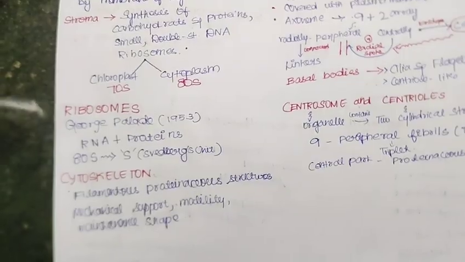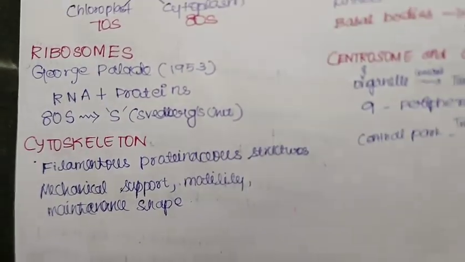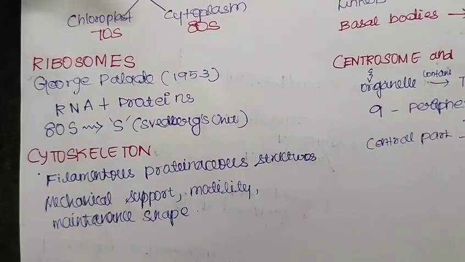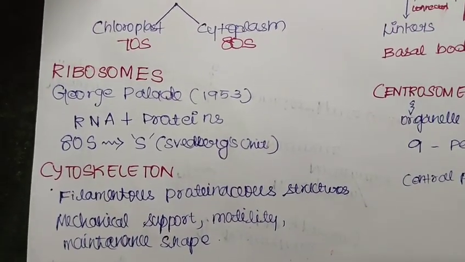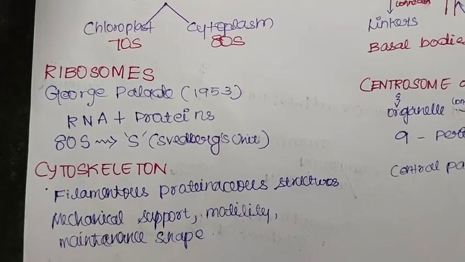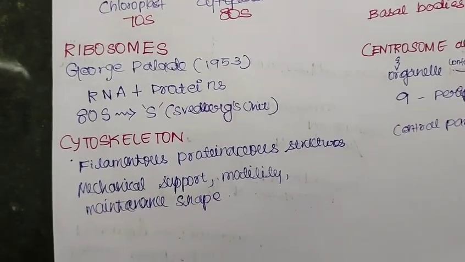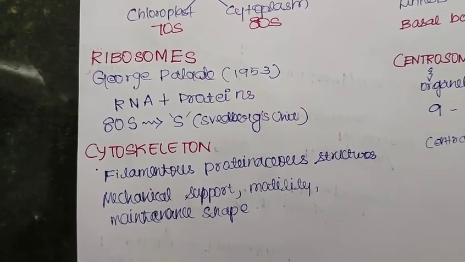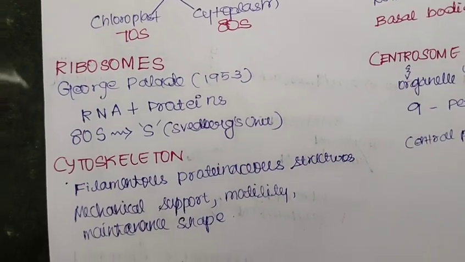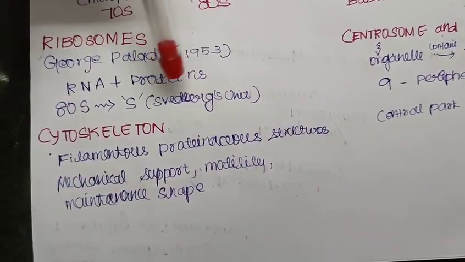Now to talk about the ribosomes, these were first discovered by George Palade in the year 1953. They are composed of RNA, which is ribonucleic acid, and proteins, and are not surrounded by any membrane, so they are membraneless organelles. In eukaryotes we have 80S ribosomes, but in prokaryotes we talked about 70S. What is this S? S denotes Svedberg units.